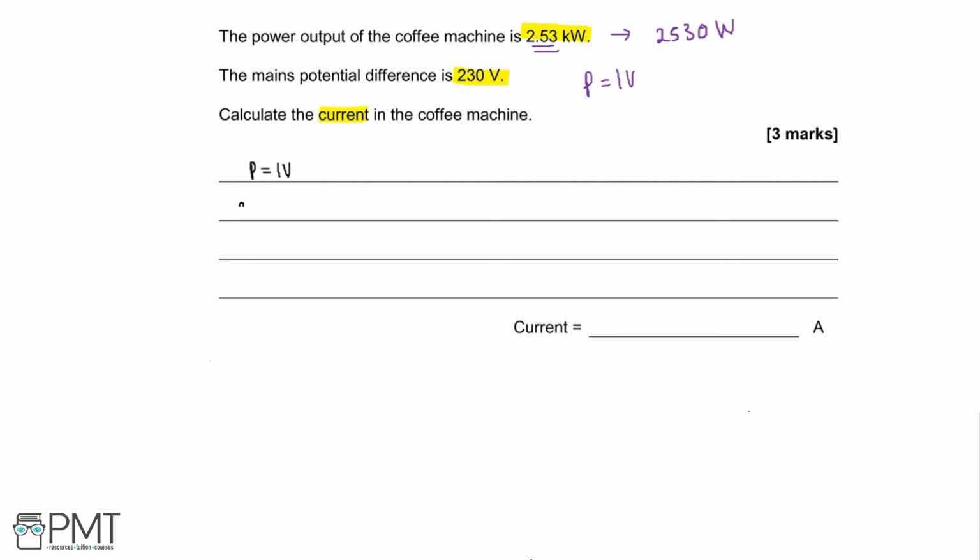So for our first mark, P equals IV, we need to substitute in 2530 equals current, which is I, which we want to find out, multiplied by 230. This gives us our first mark. Then we get our second mark for rearranging this so that I is the subject. That's 2530 divided by 230, because we divide both sides by 230. And then for our final mark, put this into the calculator, and this gives us I equals 11 amps. So we get our final mark for this final answer of 11.